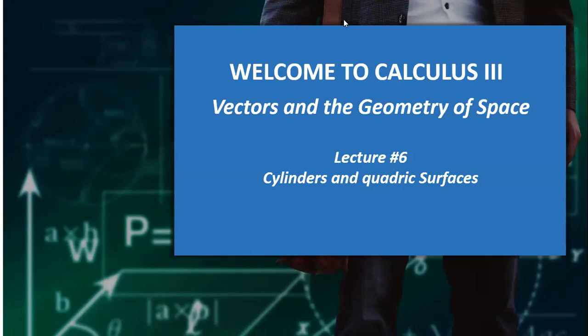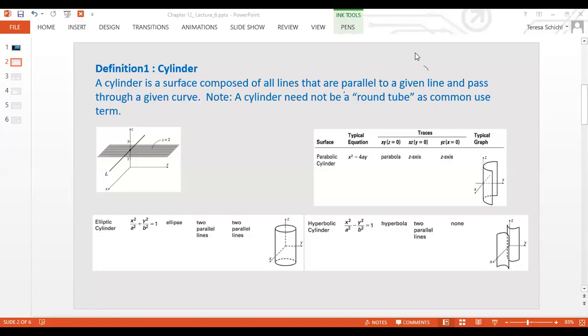So let's go back to our worksheets. All right, the first thing is our cylinders. A cylinder is a surface composed of all the lines that are parallel to a given line and passing through a given curve. So it's not quite the same kind of cylinder we usually talk about, like a round tube, like a Coke can.